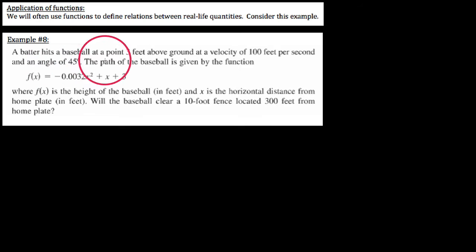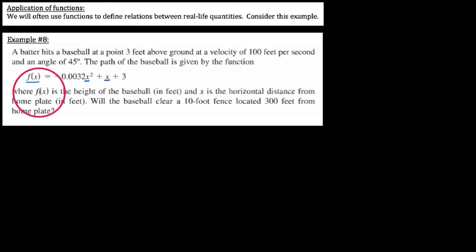So we say that a batter hits a baseball at a point 3 feet above the ground at a velocity of 100 feet per second at an angle of 45 degrees. And what we're given here is that the path of the baseball is given by this function here, f of x equals this expression in x, where f of x is the height of the baseball in feet, and x is the horizontal distance from home plate. So what we want to discover really is this: will this baseball clear a 10-foot fence located 300 feet from home plate?